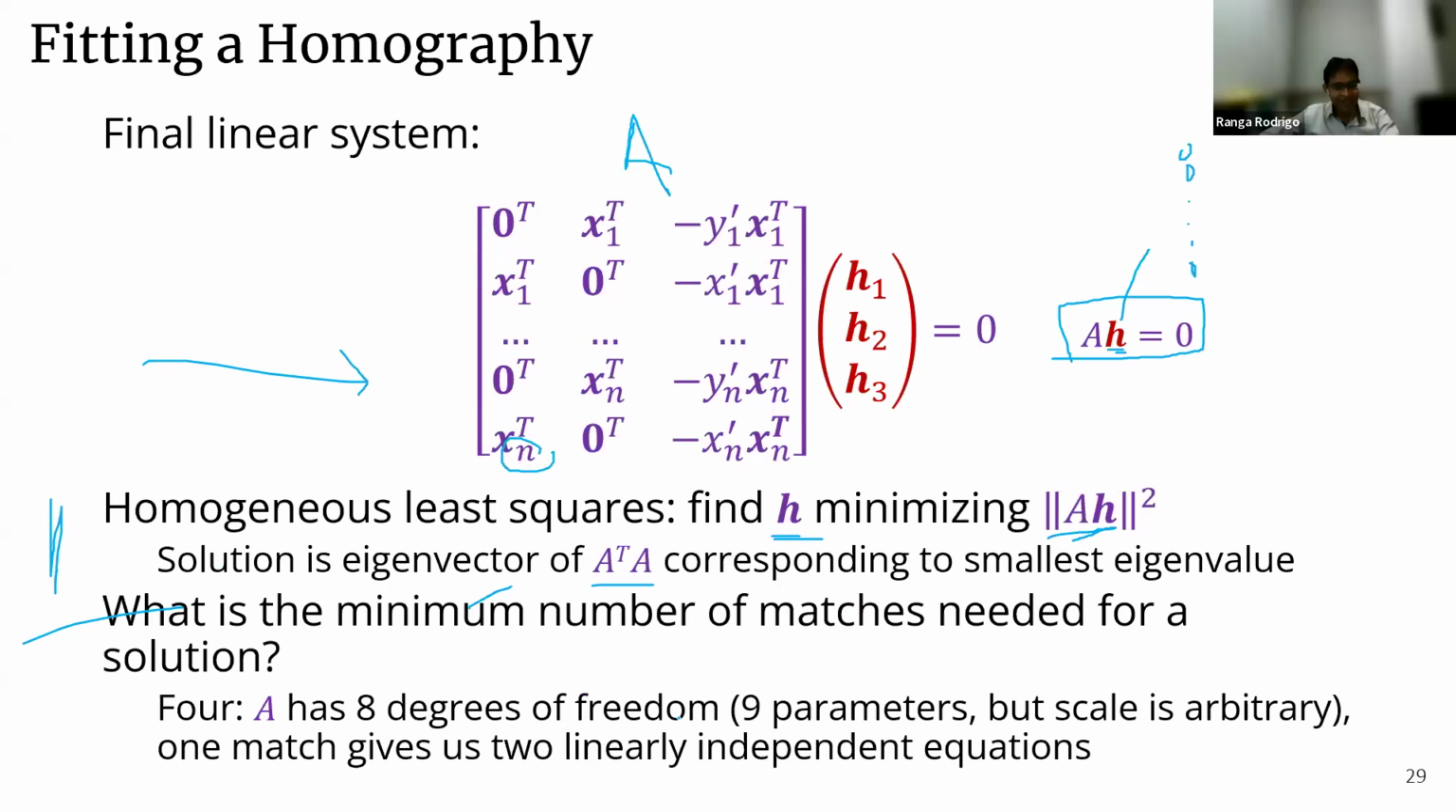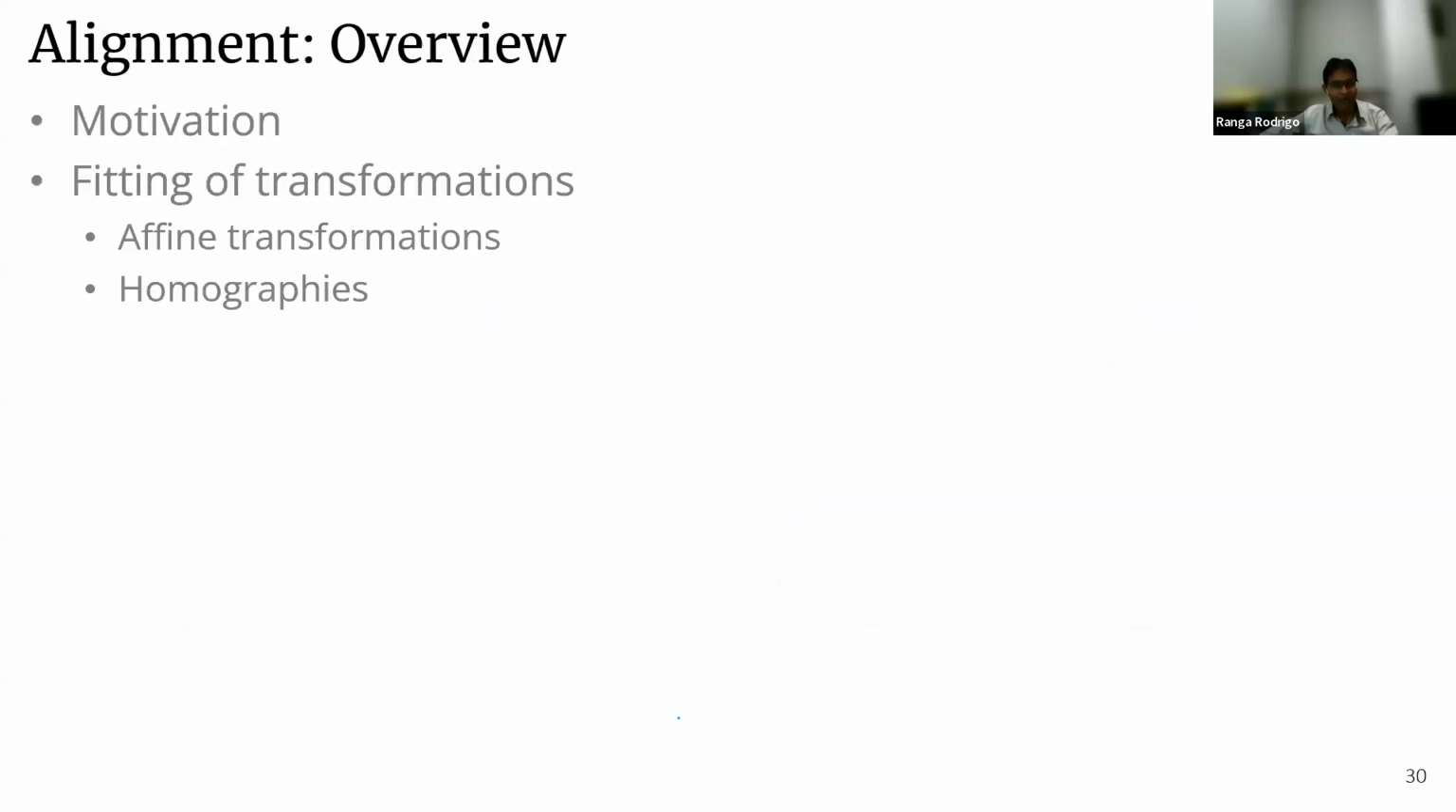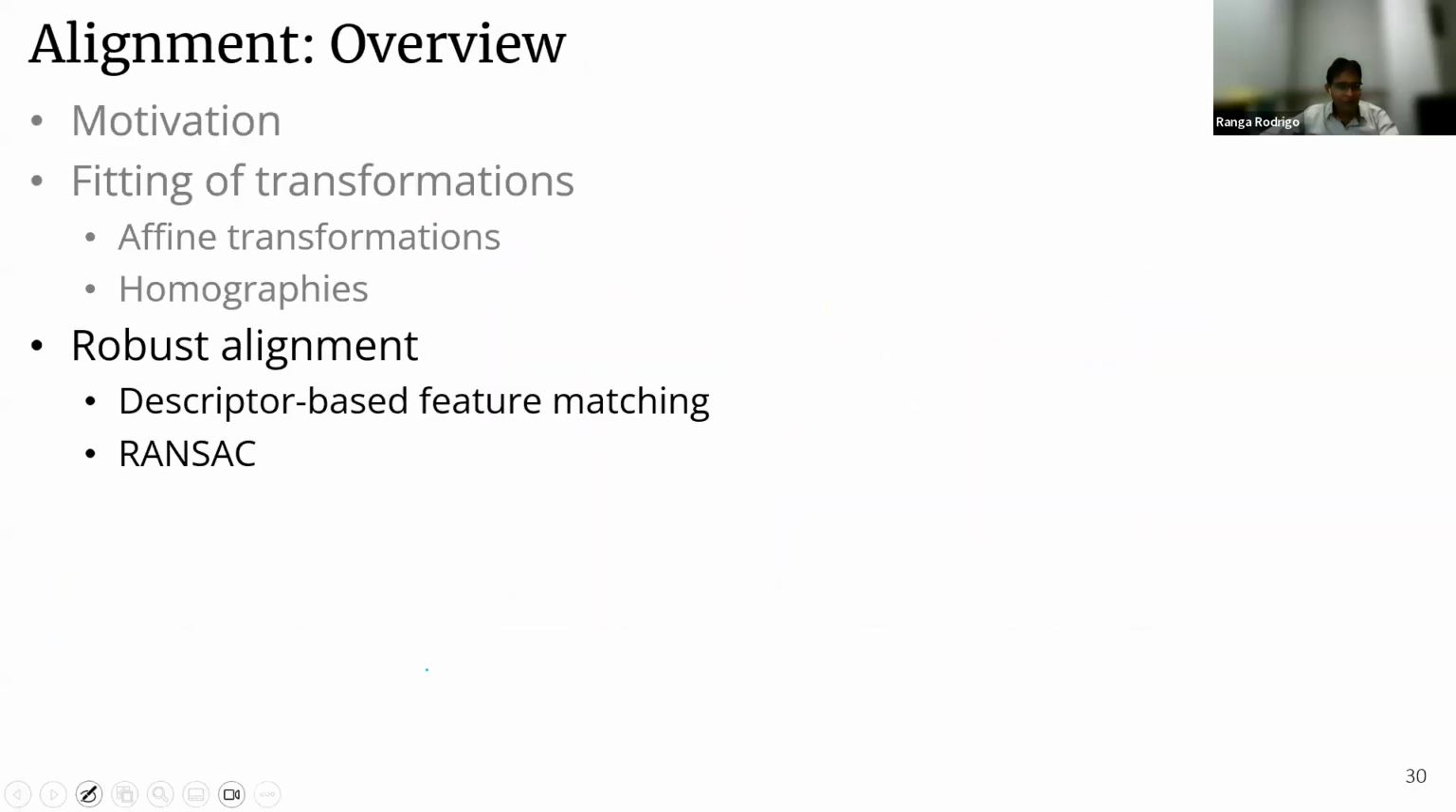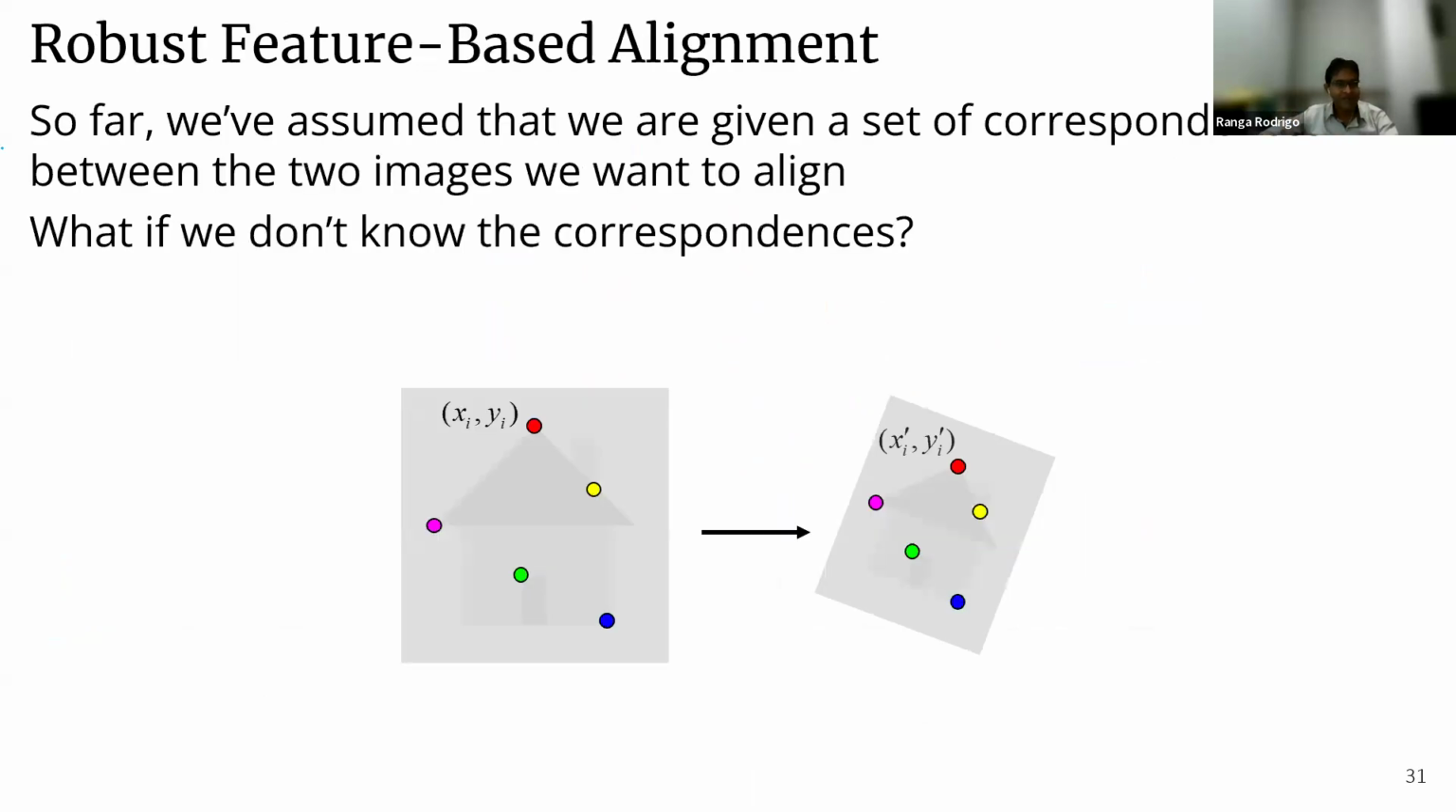What is the minimum number of matches needed for a solution? H has 8 degrees of freedom, 9 parameters, but scale is arbitrary. One match gives us 2 linearly independent equations. Therefore, we need 4 point matches. So, robust alignment. Although we do homographies like that, we assume that these matches are correct. But usually when you use SIFT matches or something, there can be incorrect matches. That's why we need RANSAC, because these incorrect matches are outliers. Remember, in the previous line fitting also, we used RANSAC to get rid of the outliers.